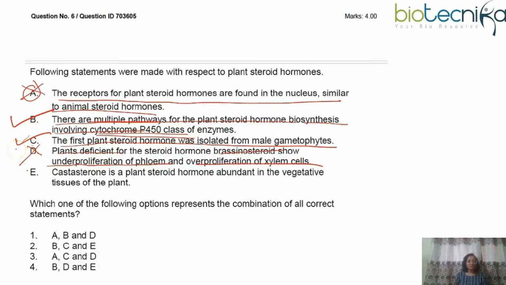And the last sentence is that castasterone is a plant steroid hormone abundant in the vegetative tissues of the plant. This is true. Specifically in tomato plants, it has been found that brassinosteroids are involved in fruit development, whereas in vegetative development, castasterone, which is also an active precursor of brassinosteroids, is more abundant in the vegetative tissues of the plant.